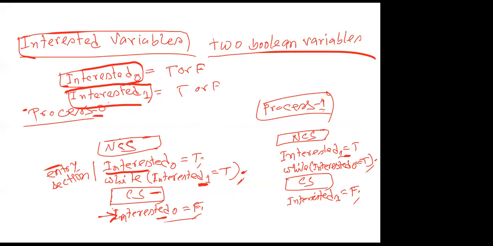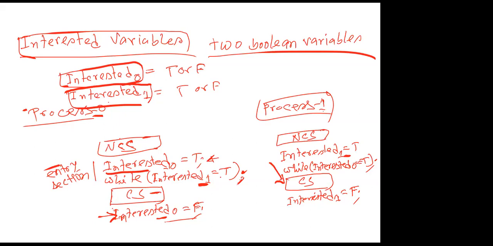Interested[1] being true means that another process, P1, is interested in entering the critical section. In that case, it will just execute this while loop. Even though it makes its own flag true at first, it will then check whether another process is interested in entering the critical section or not. If it is, then it will execute the while loop. It will give the chance to the other process for entering the critical section. This is how it works.